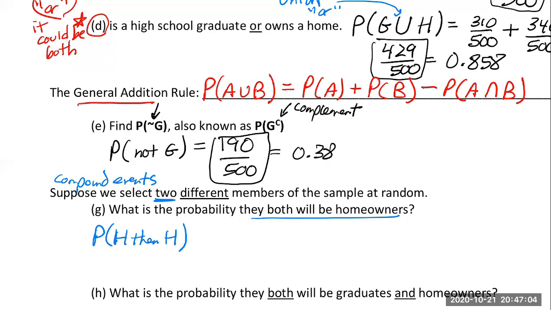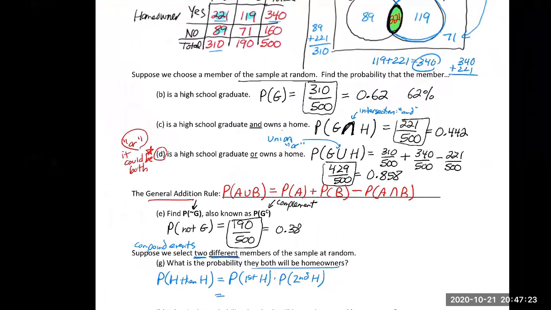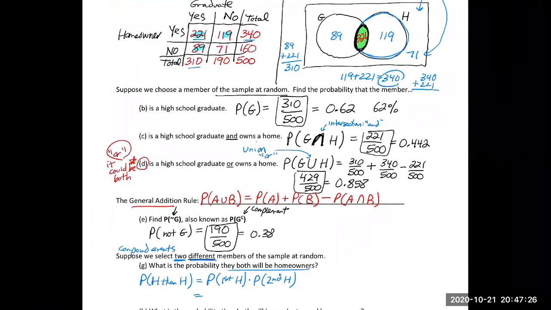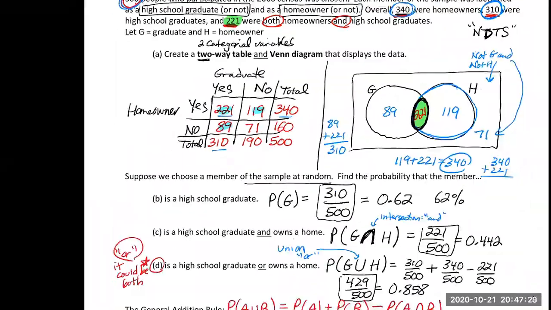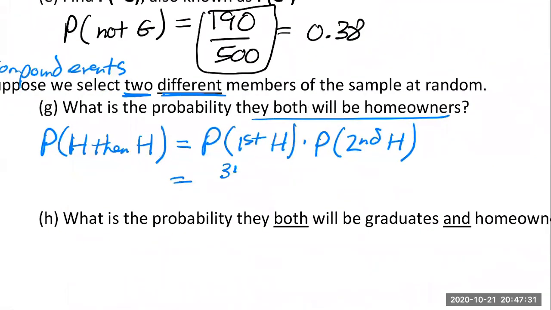So really, to calculate this, we're going to have the probability that the first person we select is a homeowner. And then we have to calculate the probability that the second is a homeowner, provided that we just selected a homeowner, because we want them to be different homeowners. So the probability the first is a homeowner would be, let's see, homeowners, yes, homeowners, 340 out of 500. So that would be 340 out of 500. Then we're going to multiply that by, we're going to select another homeowner at random. But again, they're different people, different members of the sample.